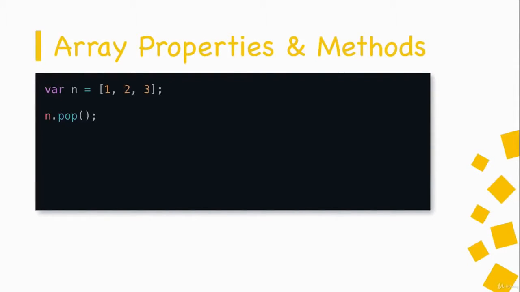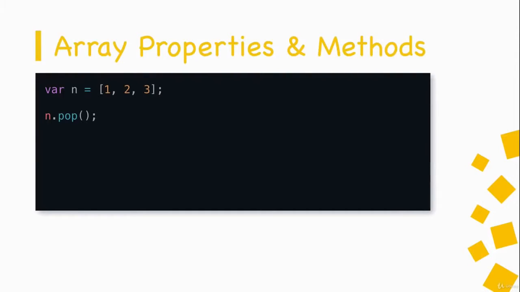Now similar to the shift method, we also have the pop method. So n.pop actually removes the last element from the array. It's kind of like the counterpart of the shift method. The shift method removes an element from the start of the array, and the pop method removes an element from the end of the array. So n.pop should remove the element at the very end.